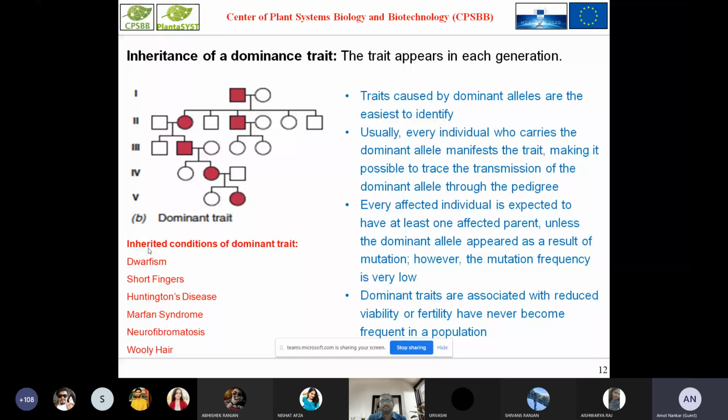But as you might recall from your previous mutation lecture, the frequency of mutation is very low, like 1 in a million or 1 in 10 million. And conventionally, several studies which comprehensively understood the inheritance of the dominant trait have found that the dominant trait has a reduced viability and fertility. And due to that feature, the dominant trait has never been frequent in a population. So that's why we don't see a lot of people with this Huntington disease.